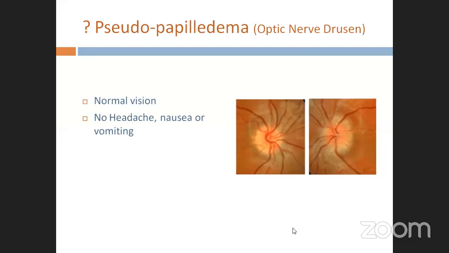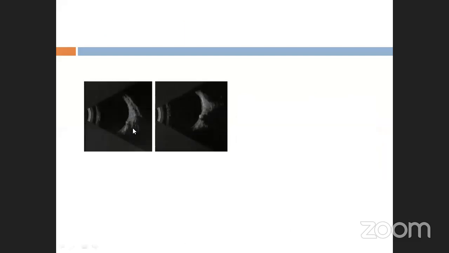So we send the patient for ultrasound. This is a simple test to be done. In drusen, it shows a hyperechoic shadow or signal in the optic nerve head. So this is characteristic for optic nerve head drusen.